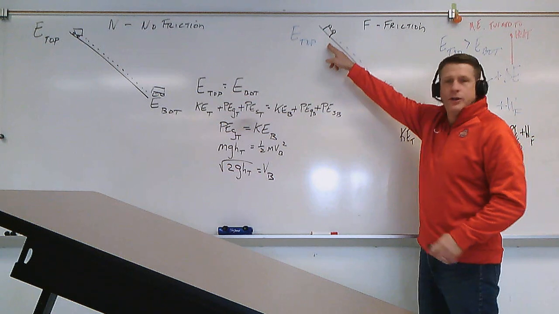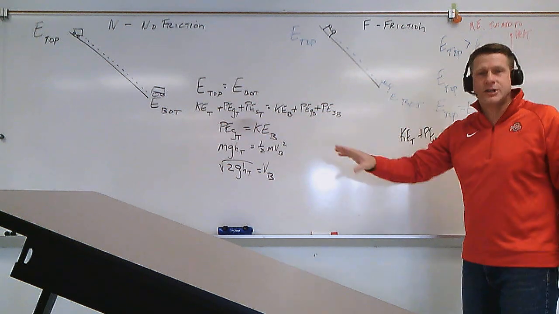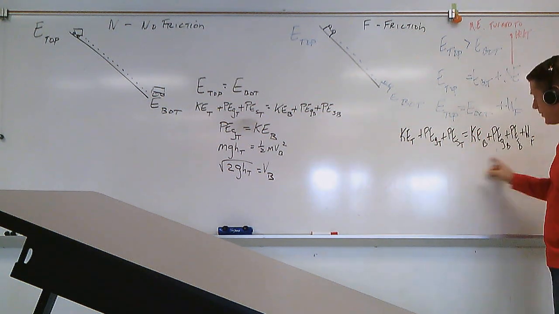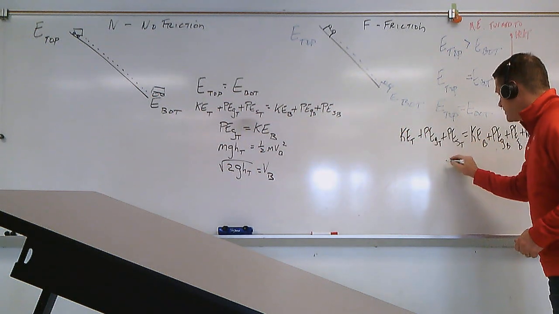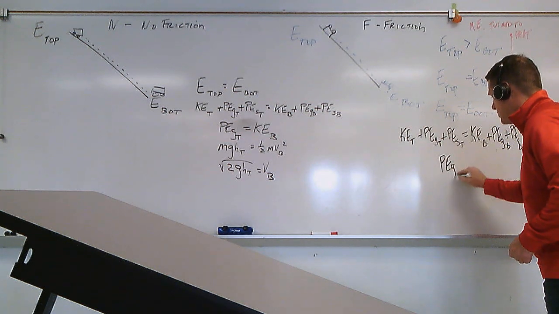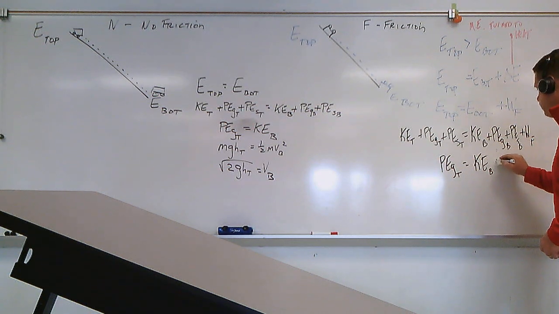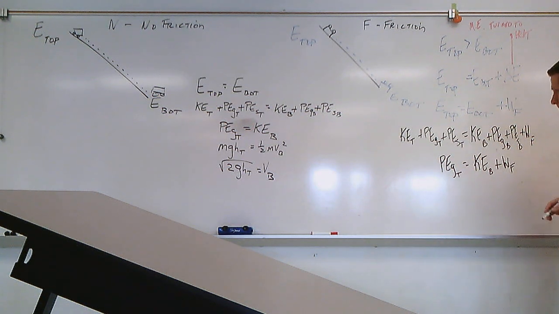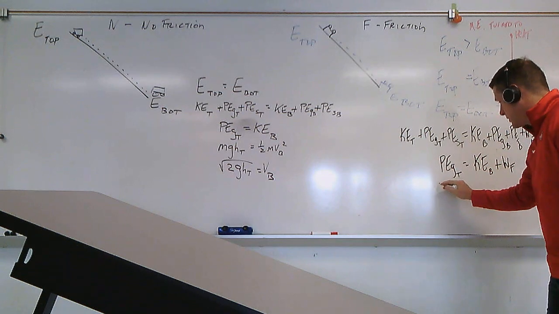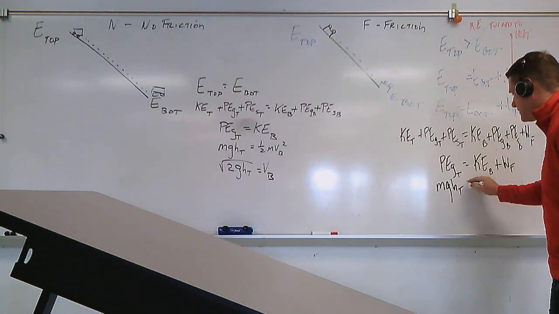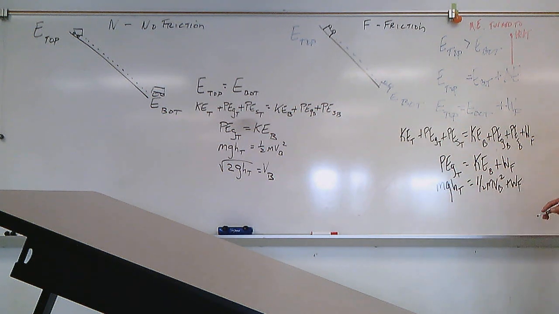At the very top, there's no kinetic energy and there's no elastic energy. And at the very bottom, there's no gravitational potential energy and no elastic energy. So this sentence here, just like this one, reduces to gravitational potential energy at the top equals kinetic energy at the bottom plus the work done by friction. This sentence here corresponds to mgh at the top equals 1/2 m v at the bottom squared plus the work done by friction.